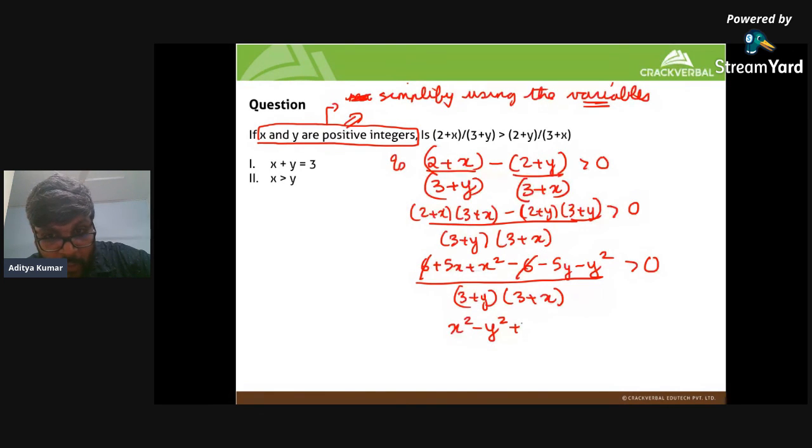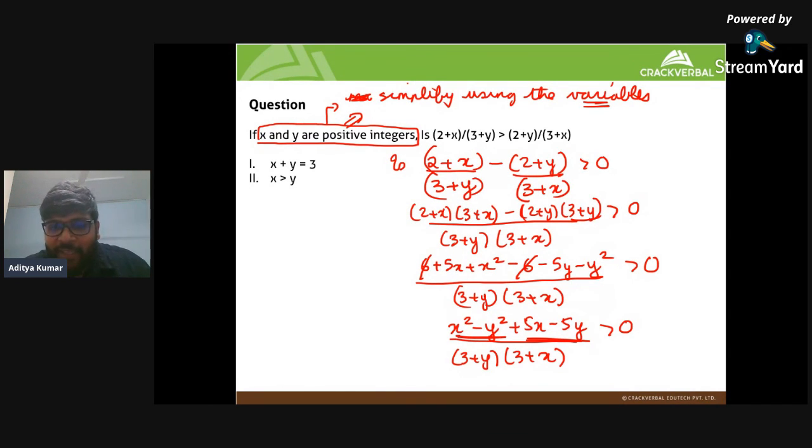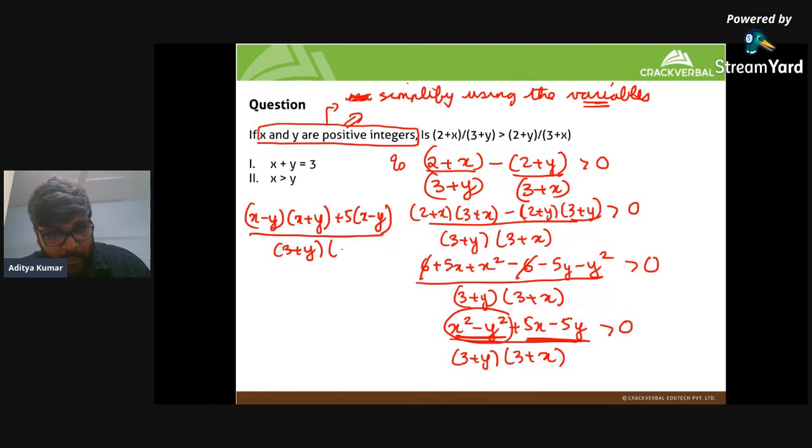You see how I'm grouping the terms, okay? This is where your algebra skills will come into play. Divided by 3 plus y into 3 plus x is greater than 0. You see what's common? I'll not leave the numerator or denominator with an addition. If there is an option for me to take things common and make it into a product, I'll take it. So x square minus y square is x minus y into x plus y, and I have plus 5 into x minus y divided by 3 plus y into 3 plus x is greater than 0. I'm just writing it to the left because I don't have space. So I'm taking x minus y common, and I'm left with x plus y plus 5 on the numerator, and 3 plus y into 3 plus x on the denominator.